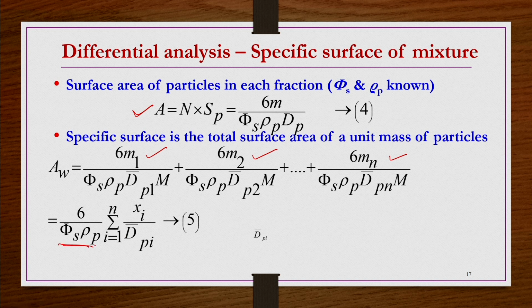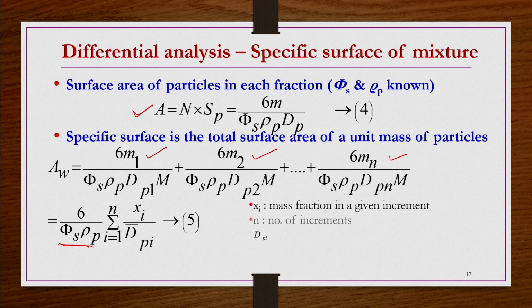Sometimes this phi s rho p may not be the same for a given individual fraction, so they should also be brought into the summation. Let us say you have a non-uniform mixture with different types of particles, like spherical particles, short cylinder particles, cubical particles. Then phi s would be different for each type of particle, so that should be taken inside the summation. This is how you can get the specific surface of a non-uniform mixture, that is, the total surface area of the mixture divided by the mass of the sample.